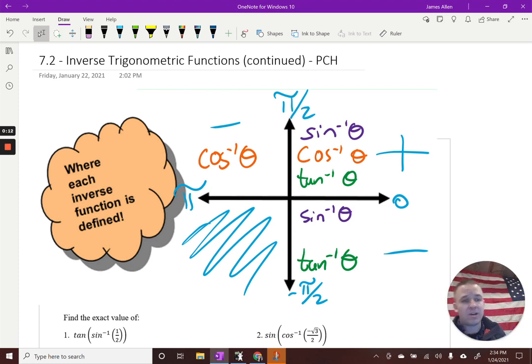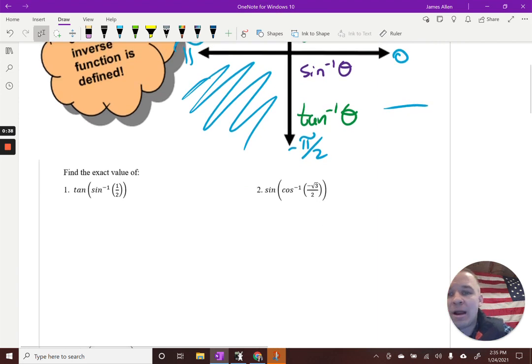So a quick refresher as to where our inverse sine, cosine, and tangent is positive would be our first quadrant. Inverse sine and tangent are going to be in the fourth quadrant for negative values. And then our inverse cosine function will be negative in the second quadrant. So we've got to remember that our answers are going to come from those quadrants. We're going to position triangles in those quadrants. Let's just do it.